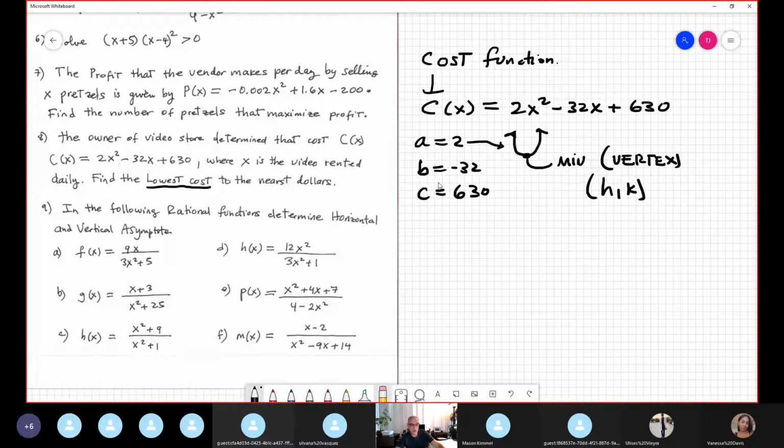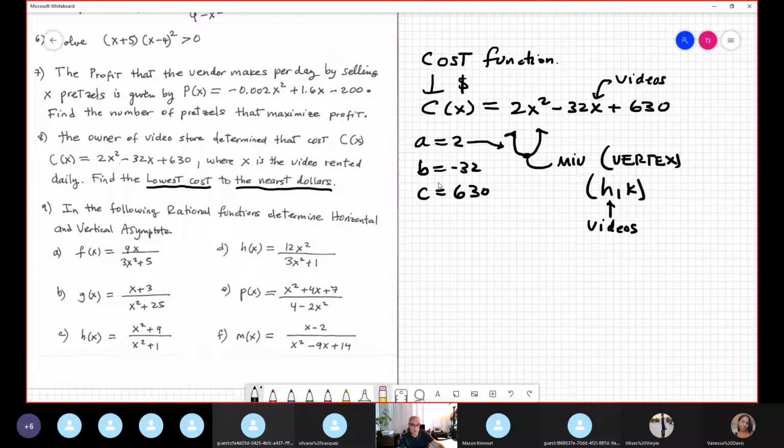This is an old situation. There are no video stores now. Everything is streaming, Netflix. But okay, it's an antique word problem. So H represents videos. In this case, how many videos? I don't know, 40 videos, 400 videos, and this is K in our function. And C is money, it's dollars. So they want to find the lowest cost to the nearest dollar.